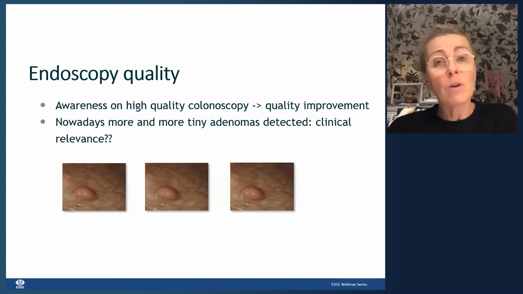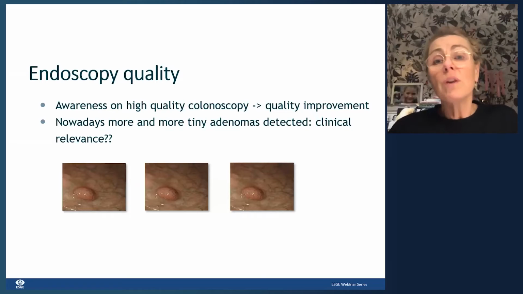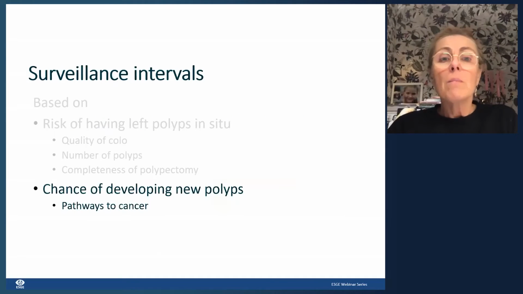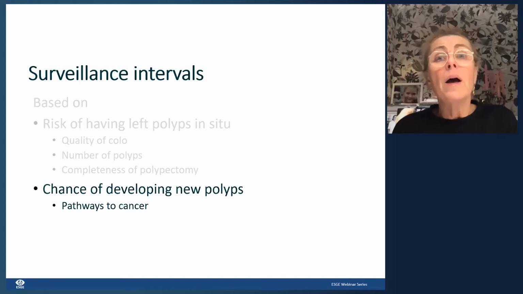Performing a really high quality colonoscopy, removing a few tiny polyps, more does not mean that we have to look more often. Besides that, we have to realize that we also look for the developing of new polyps. Actually, if the quality of the colonoscopy is optimal and everything is gone, still there is a chance of the patient having a new polyp, so metachronous polyps after all. And then we have to look at the pathways of cancer. How soon can that happen?